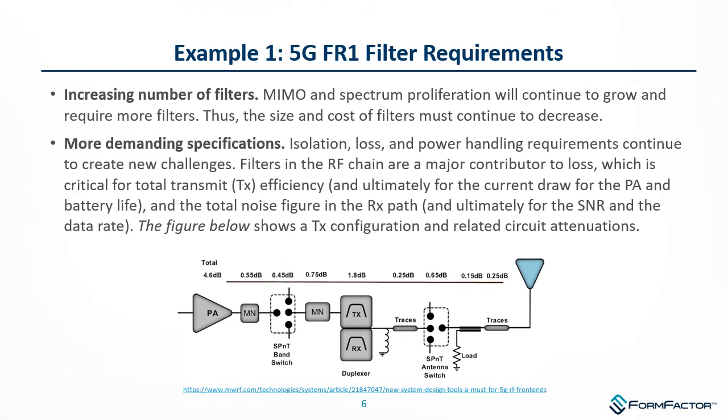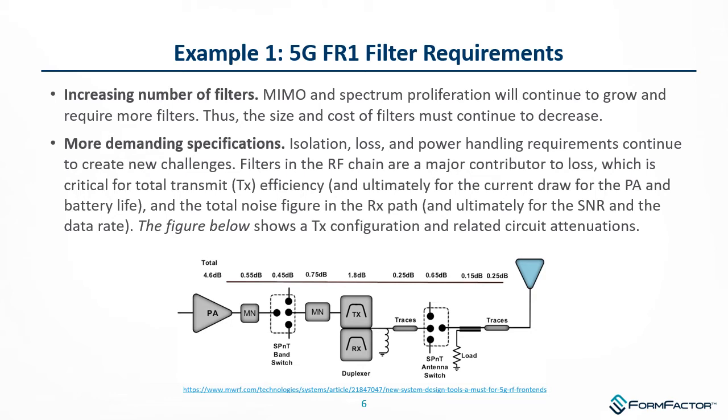Now we're going to look at one particular example of 5G, which is the frequency range 1 filter requirements. Because of the increase in MIMO and spectrum proliferation, even at the sub-3 GHz bands, we're going to see a reduction in cost and size of filters. In addition, the requirements for isolation between filters, lower loss, and higher power handling continue to create new challenges for the filters. If you look at the power chain below, you can see the biggest contributor to loss is the RF filter. This is very important to minimize the loss for total transmit efficiency, as well as to minimize the noise figure in the receive path.